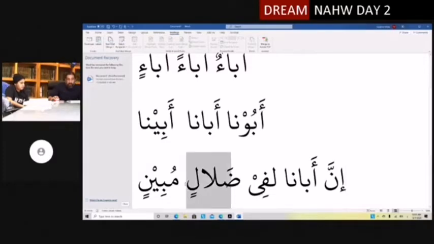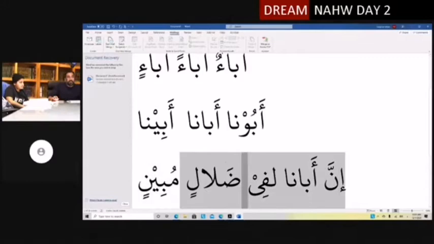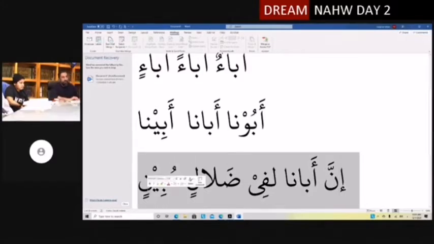So, what happened to Dalal? It became Jar. And then both properties match up. Dalalin and Mubinin match up. So, yeah, they're noun adjective. And then, you know, La Yusufu wa akhuhu ahabbu ila.